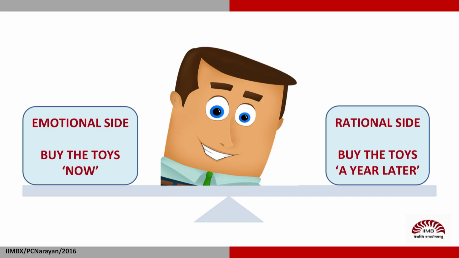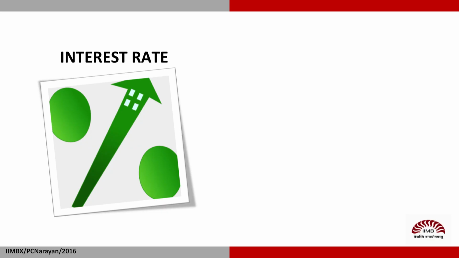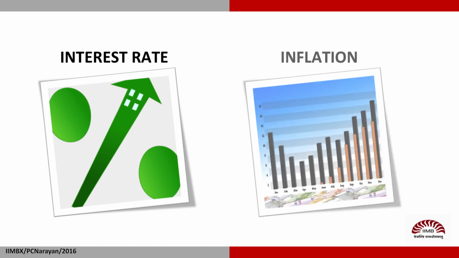The emotional side of you obviously would say, buy the toys now and gift it to the child. The rational side of you would probably say, no, let me see if I can delay this by a year. And that decision to delay is actually driven very rationally, and may I say intuitively, by two very profound concepts in the world of economics and finance: interest rates and inflation.